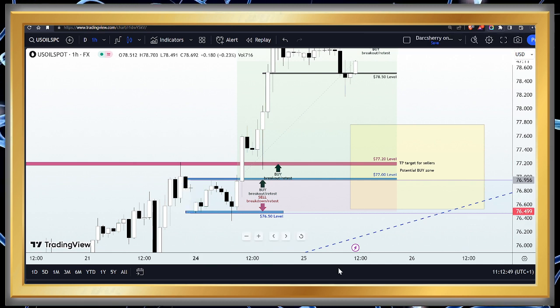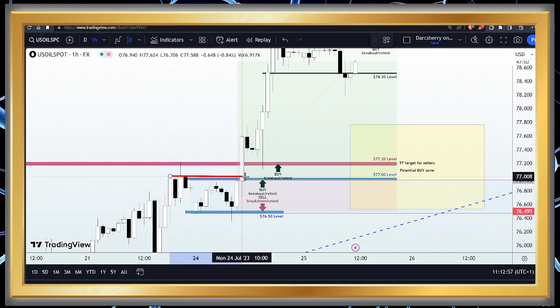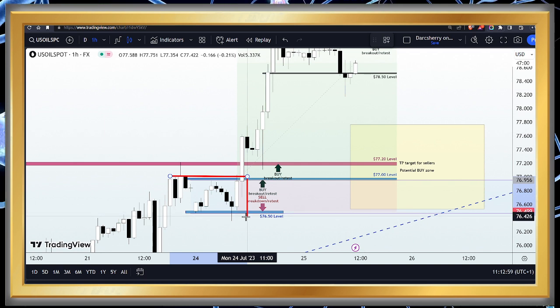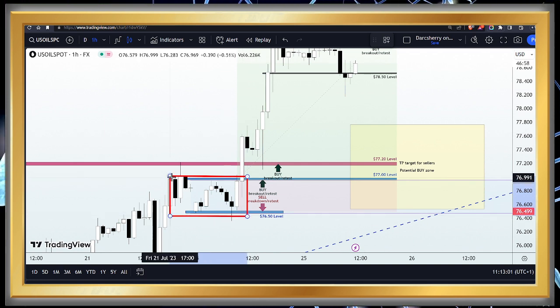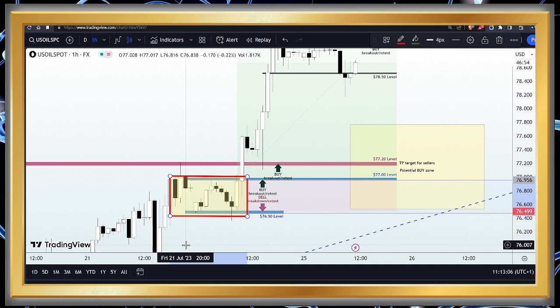However, something interesting happened during the first 12 hours of the week, as we saw price action confined within the $77 area and the $76.50 level, to give us an insight into the level of indecision in this particular market.